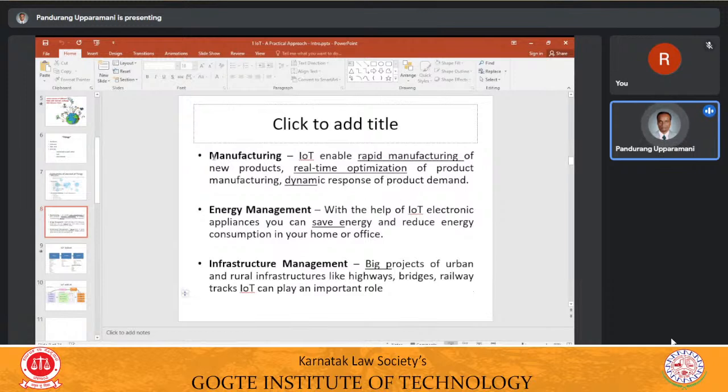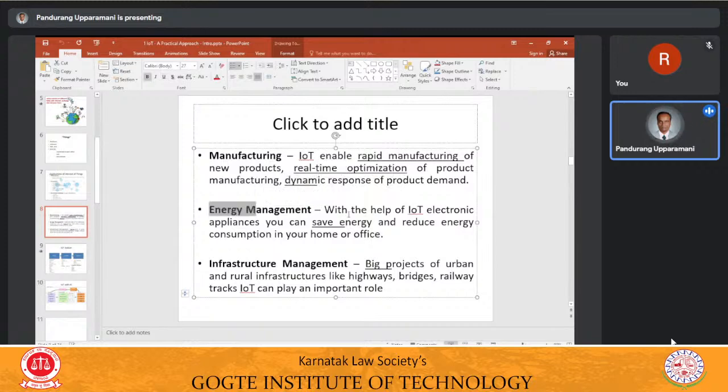Along with that, manufacturing also can be automated using the IoT for the sake of rapid manufacturing, real-time optimization, product manufacturing, and dynamic response of product demand. If a particular product is having a demand in a particular area at a particular time, it can be monitored.